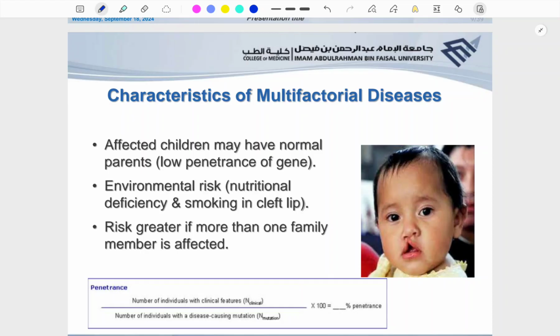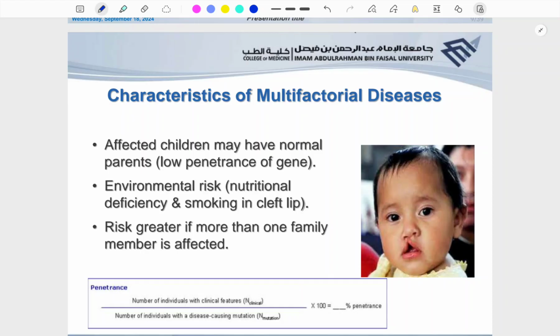Risk is greater if more than one member of the family is affected. Meaning we have plenty, if it comes out not one child but two children, it means there are plenty of copies of this gene available in the family. So the greater it is, the more genetic involvement.